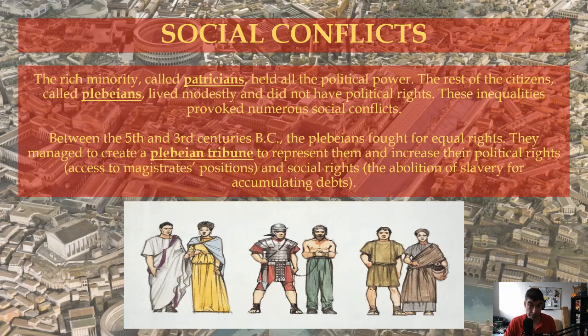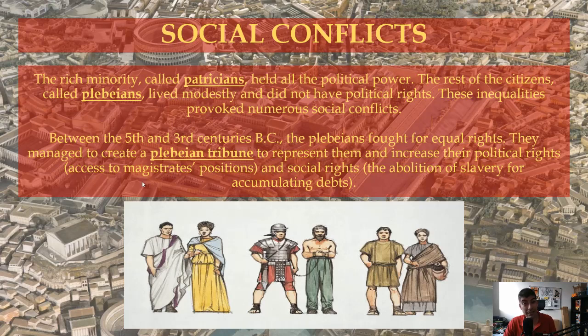They fought for their political rights and won some of them between the 5th and the 3rd centuries. The most important one is that they managed to create their own assembly, the Concilium Plebis, or the Plebeian Assembly, that elected the Plebeian Tribune. The Plebeian Tribune could represent the plebeians and also increase their political rights.